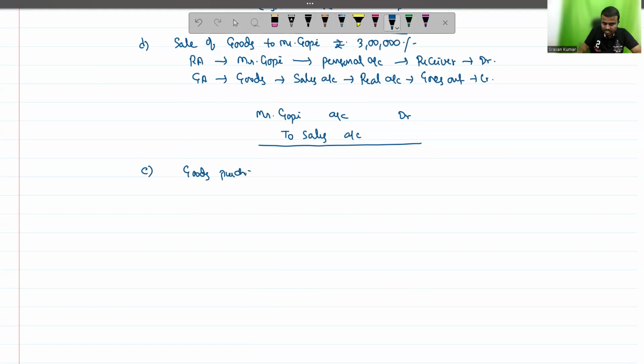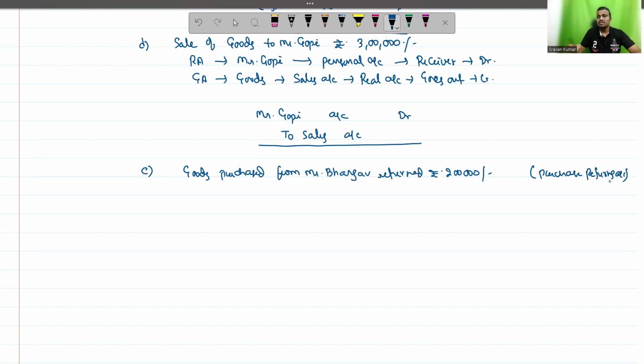Goods purchased from Mr. Bhargav returned, rupees 2 lakh. For example, you purchase goods from Mr. Bhargav, and after receipt of the goods, you come to know that some are defective. Defective goods cannot be kept; they will be returned to the supplier. In that case, if the purchased goods are returned to the supplier, then we have to use the word purchase returns account.